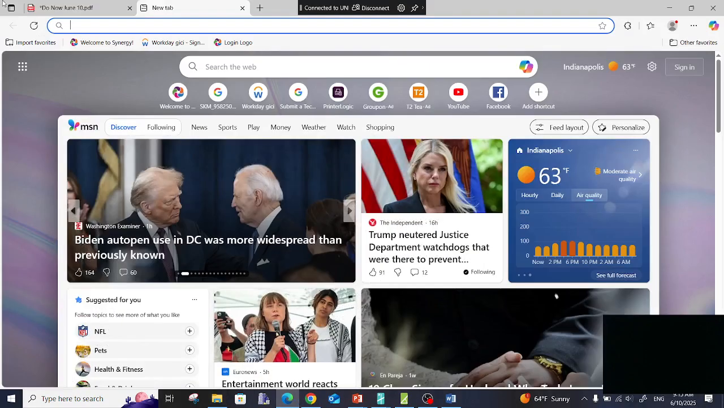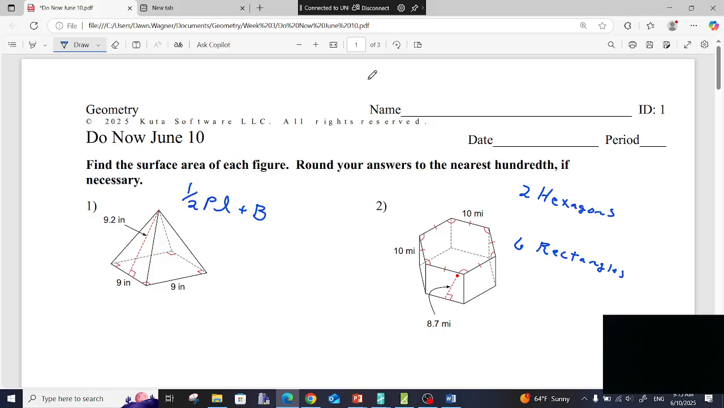Oop, where is the... Oh, it's over here. Okay. It's asking for surface area.